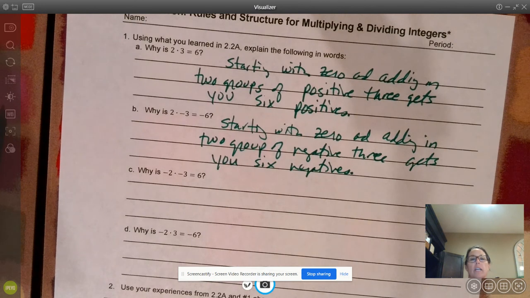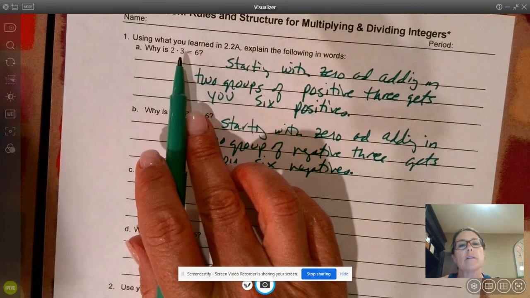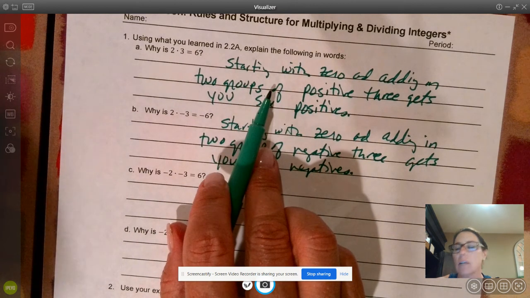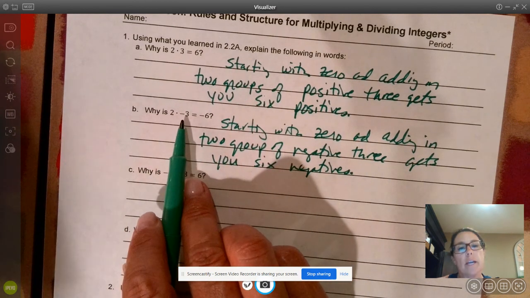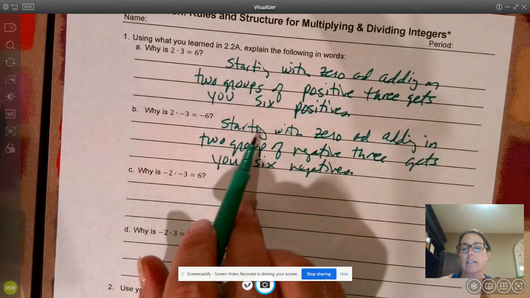It's very important that you understand the meaning in words. We all know 2 times 3 is 6. It's not about that. It's about what's the meaning of it. We all know 2 times negative 3 is negative 6. It's not about that. It's about the meaning of it.